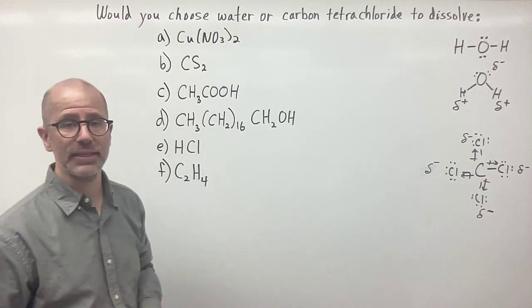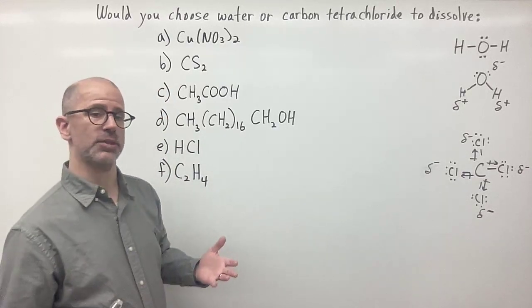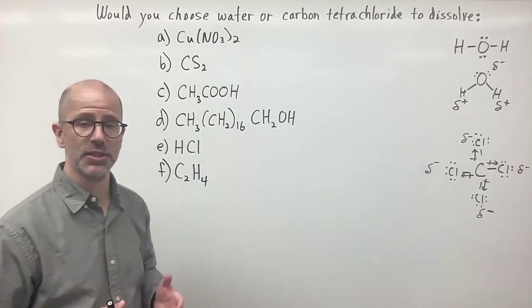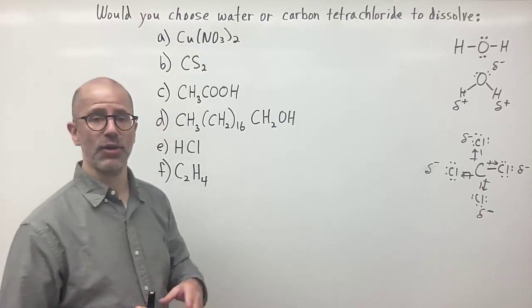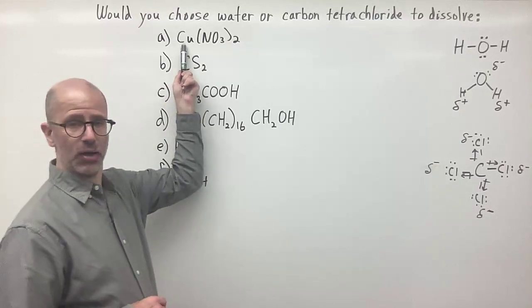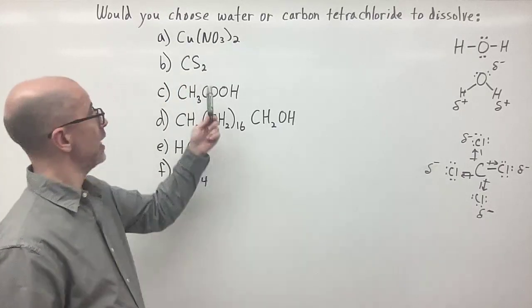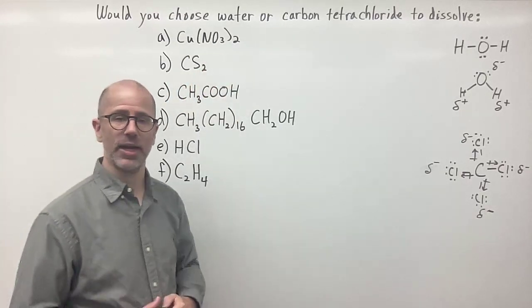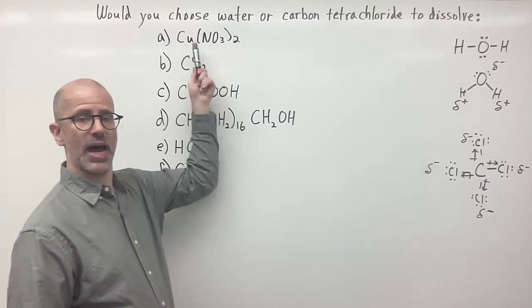You can tell that this is an ionic substance, and we know that ionic substances are identified by the fact that you have a metal and a nonmetal. So here we have copper, which is a metal. That's going to be a positive ion. And here we have our nitrate ion, so it's made out of nonmetals.